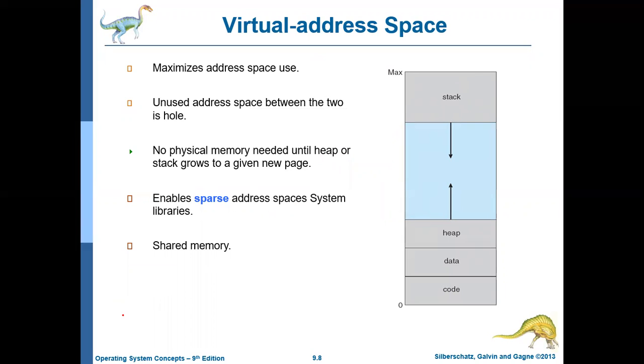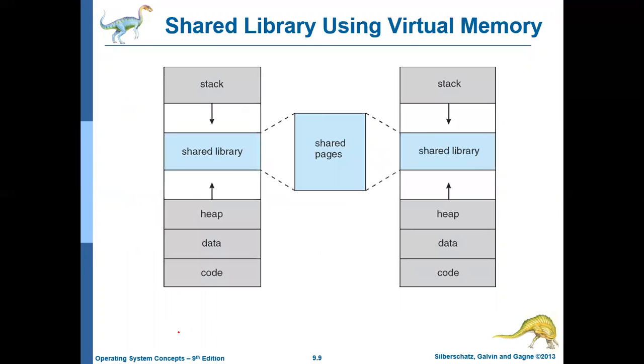Okay, and virtual address spaces also help us to share the system libraries, and memory can also be shared for process communication. What does it mean? Say, for example, there are two processes, P1 and P2, using the virtual address space, and both of these processes are referring to a library, say stdio.h. Then you don't want two copies of stdio.h. One copy is enough. So only one copy of stdio.h will be brought into the main memory.